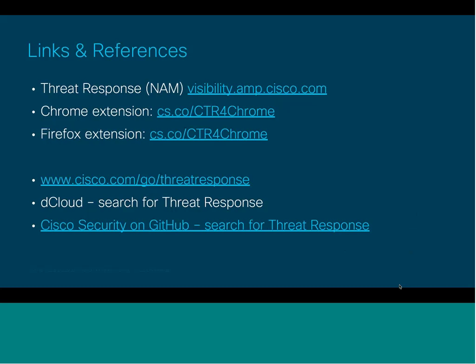Additional information: Threat Response is available in 3 geos. That's the North American one that we put up there on the screen, visibility.eu for EU, and visibility.apjc for the APJC region. There's the Chrome extension, and there's the Firefox extension.